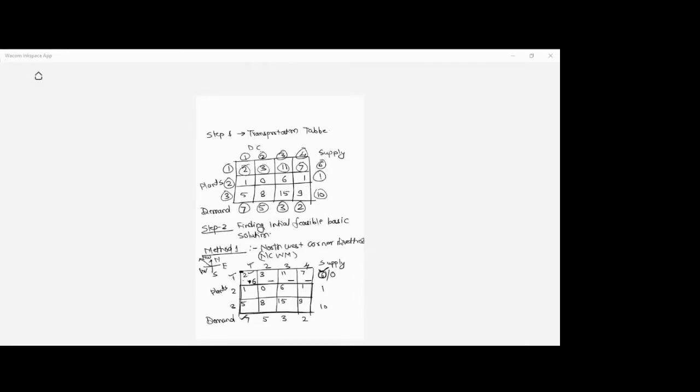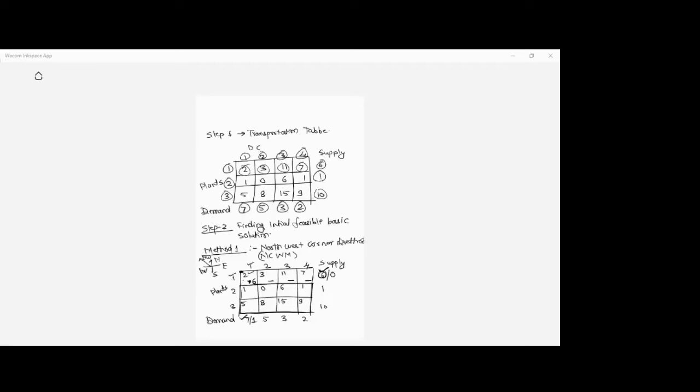Now that I have put 6 in cell 1, I have also somewhat tried to compensate with the demand. So 7 minus 6, I still require 1 million liter of milk for my distribution center 1. So that is to be remembered. For both supply and demand, you should be updating how much milk is required.